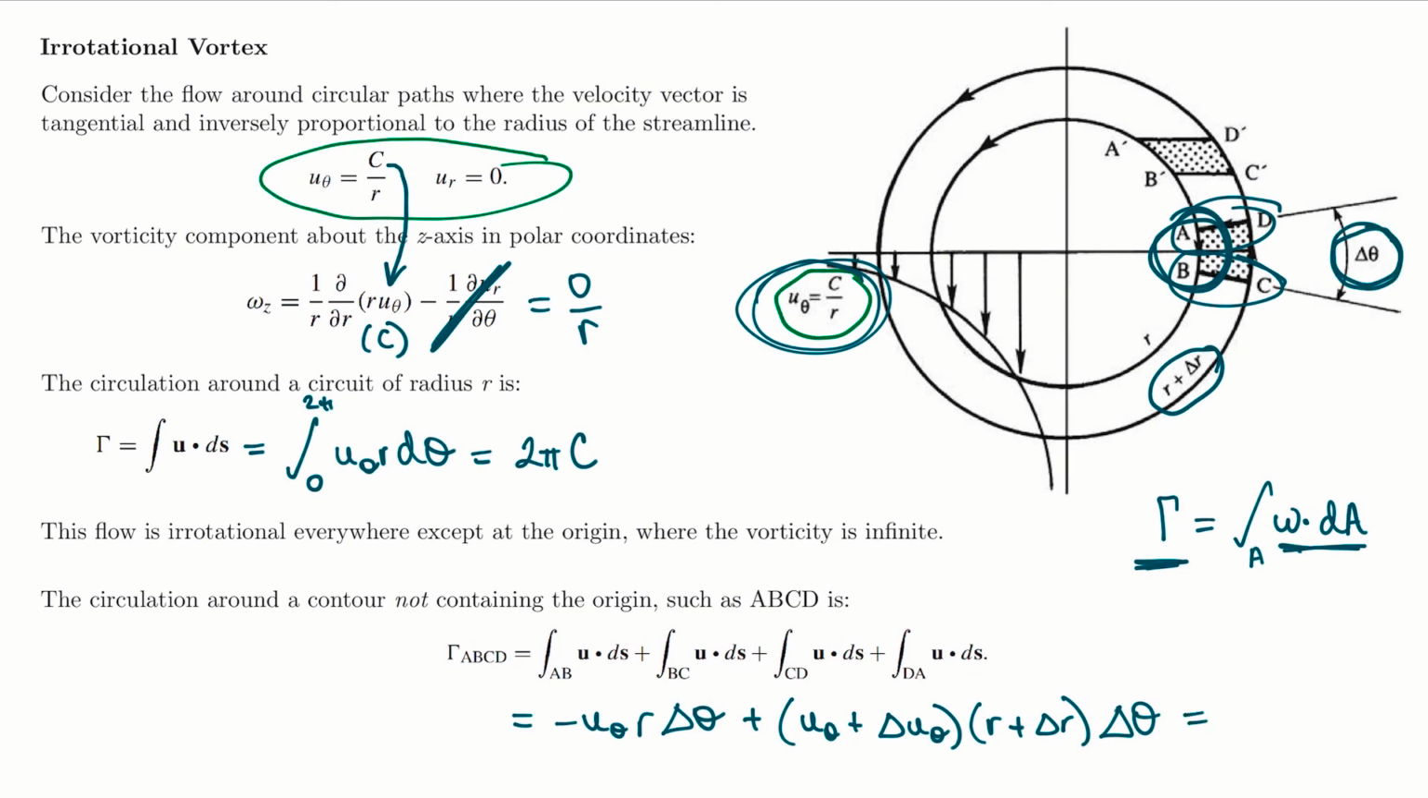Now u theta times r is a constant, right? Is C. So therefore, this will just be u theta times r, minus u theta times r, and that is just equal to 0. Okay, there we go. So a 0 circulation around ABCD is actually expected because of Stokes' theorem, and the fact that the vorticity vanishes everywhere within ABCD, okay? Because it's irrotational everywhere, except the origin. So everywhere within ABCD, we have 0 vorticity. So that all makes sense, right?